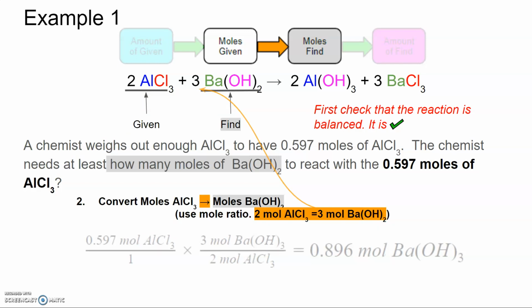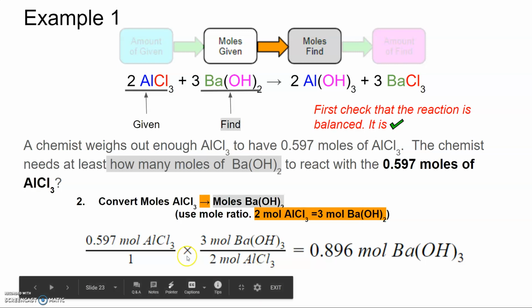Okay, now for my setup. My setup is always the same, and you guys have seen this for about a week now. So at this point, I'm expecting you guys to be able to do this without too much support or assistance. But remember, we always start by writing our given over 1, and then we multiply it by our conversion factor. Now, the conversion factor is going to come from the coefficients in the balanced chemical equation.